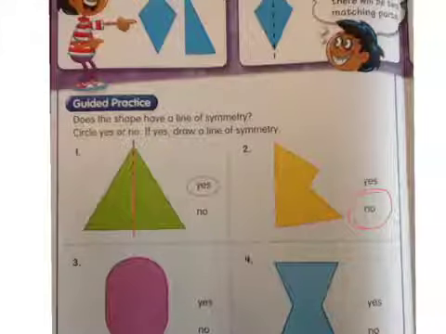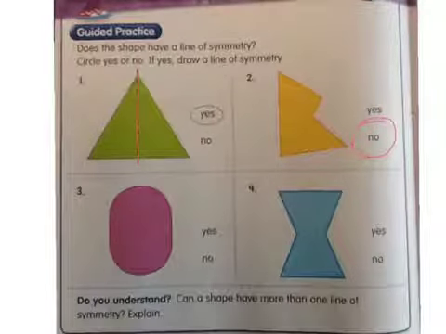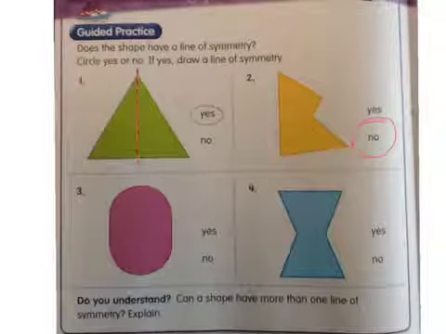Okay. Number 3, I have an oval. Again, if I were to draw a line down the middle, vertically or horizontally, would it be the same on both sides? And as you can see, if we were to draw a line going down the middle, and if you were to fold that in half, it would be the same on both sides. So your answer should be yes.